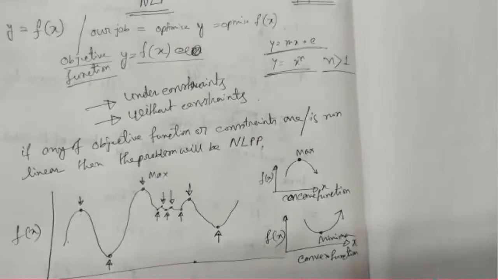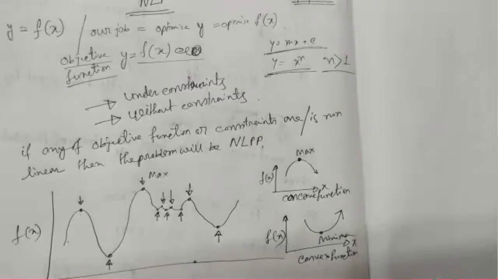But in nonlinear programming problems, there are three types of cases. First type, the objective function is in the nonlinear form and all the constraints are in the linear form. Then it will be called a nonlinear programming problem. Okay, the objective is nonlinear and the constraints are linear.